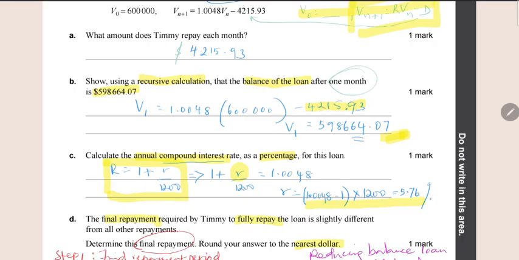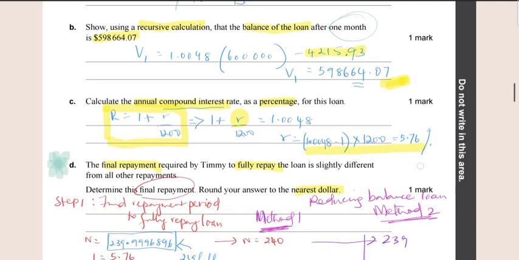Now part D, the final repayment. The final repayment questions are always tricky, and that is the question that sets students apart. The final repayment required by Timmy to fully repay the loan is slightly different. Wherever I see fully repay, I think of the future value being 0. Determine this final repayment, round to the nearest dollar. There are different ways of going about this question. I have shown you both ways.